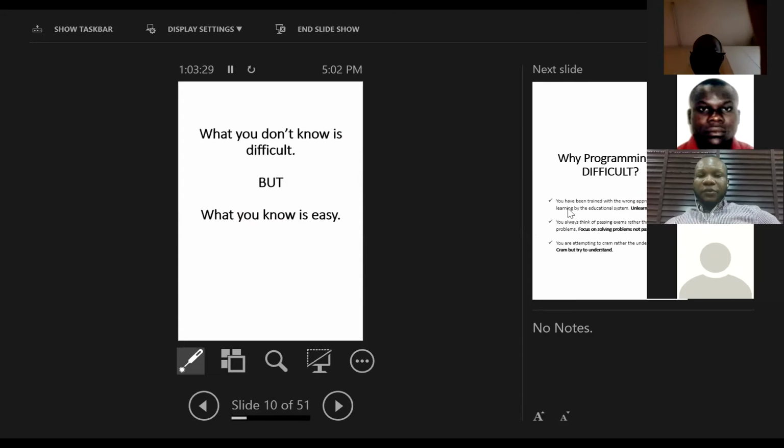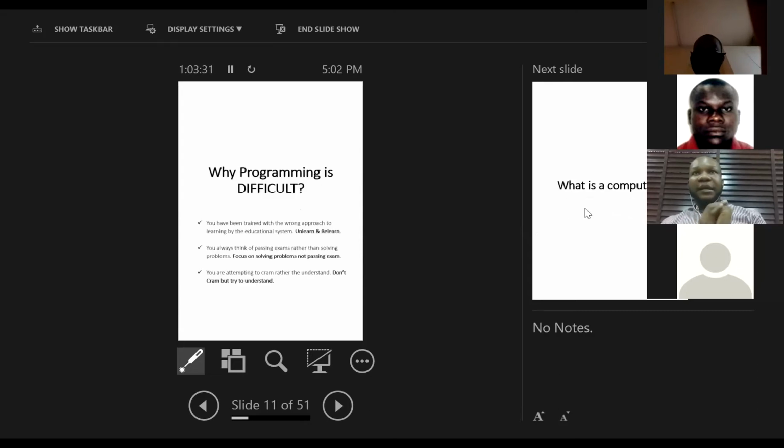Okay, so let's move on to the next slide. Let's try and see why programming is difficult. Now, I want you to understand why we are doing this, why we're looking at this. This is the first part of the course, and I like to categorize this first part of the course as the psychology of learning coding.